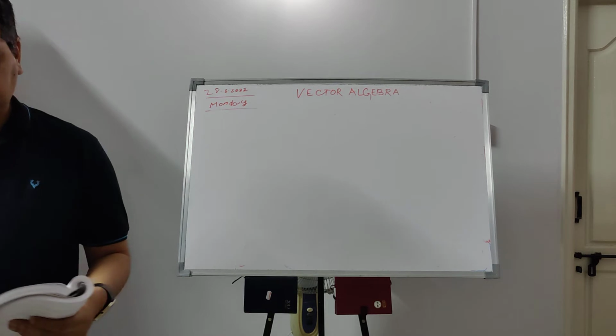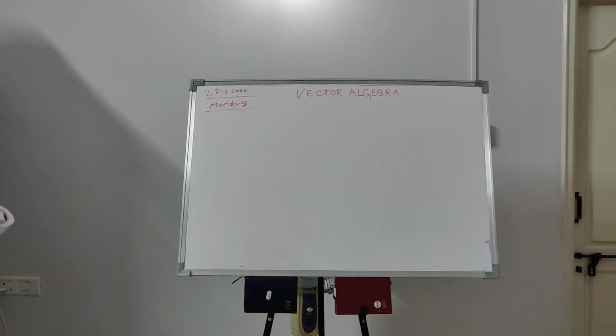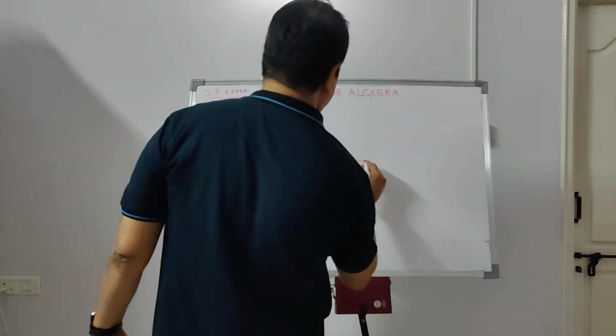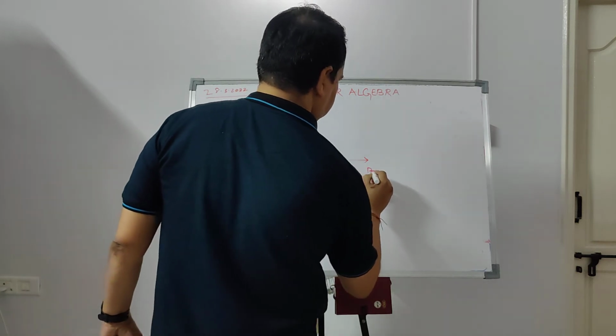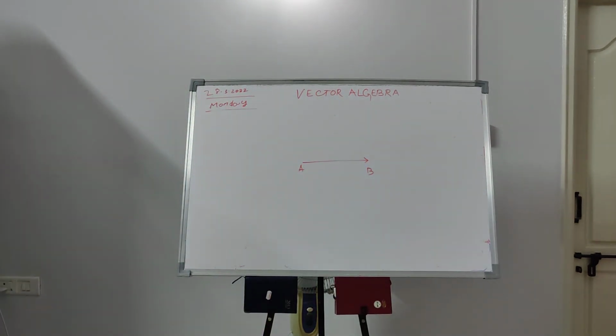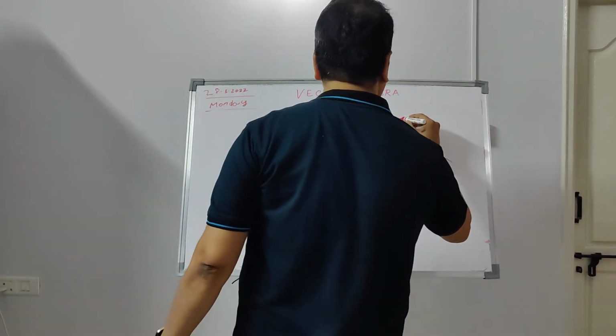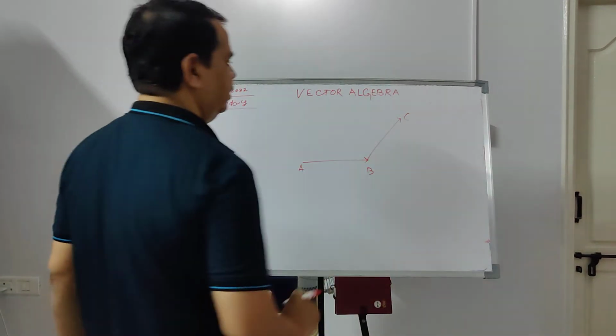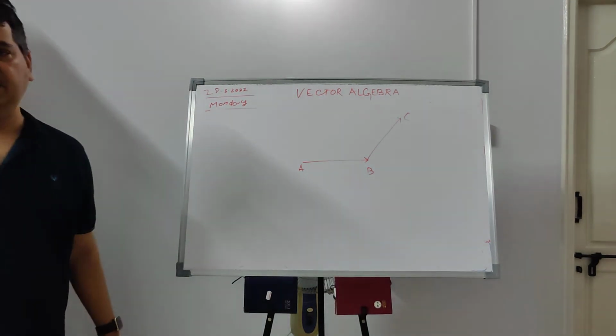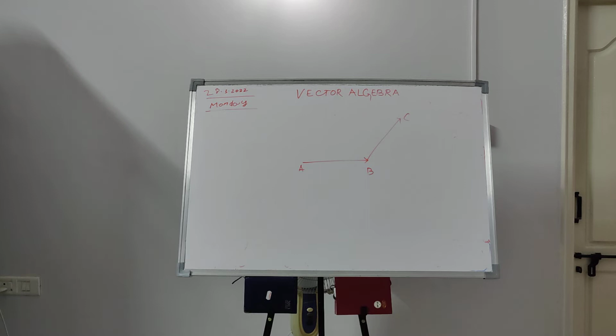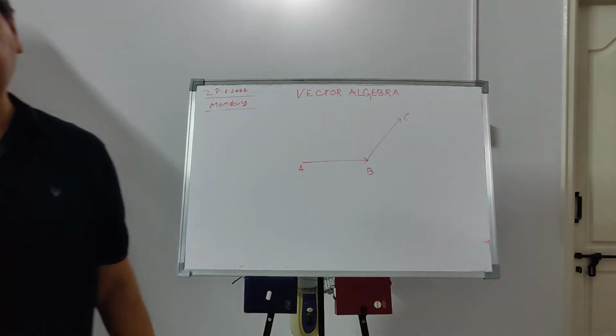Let us say a vector AB simply means displacement from point A to point B. So this is vector AB. Now consider a situation where a girl moves from A to B, and then the girl moves from B to C. AB is a vector, and BC is a vector. So the net displacement made by the girl from A to C is given by vector AC.